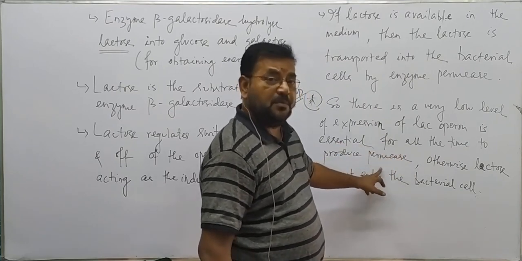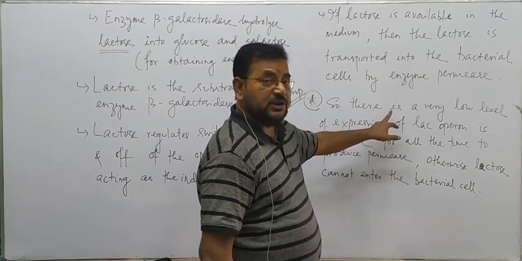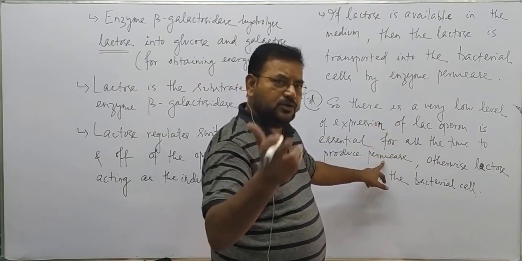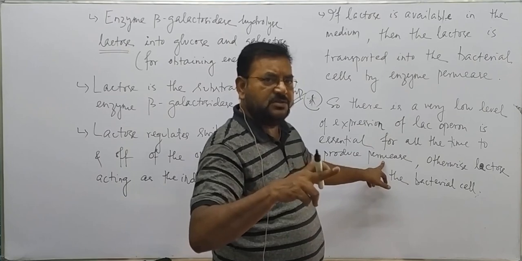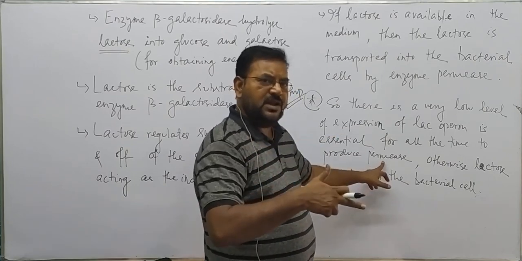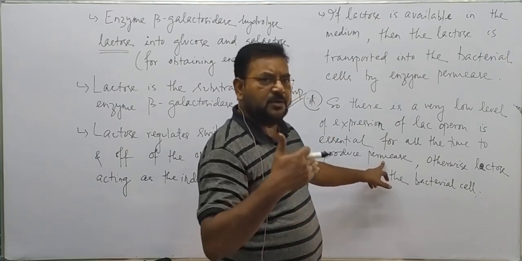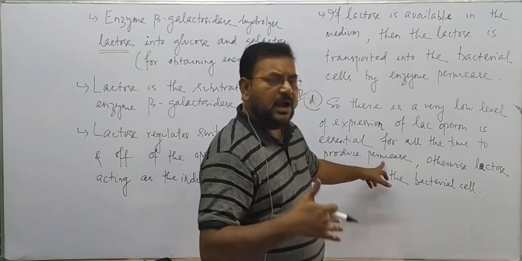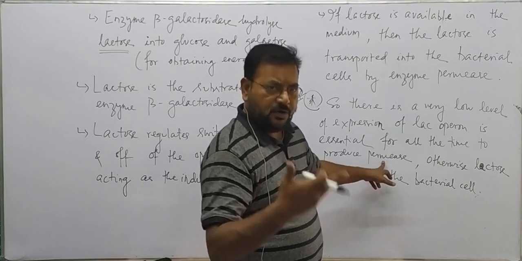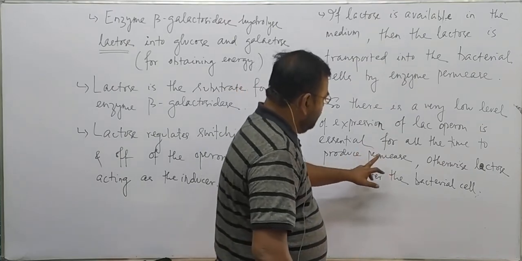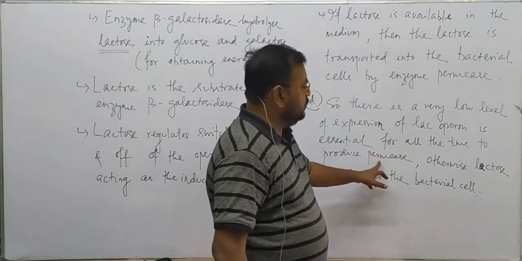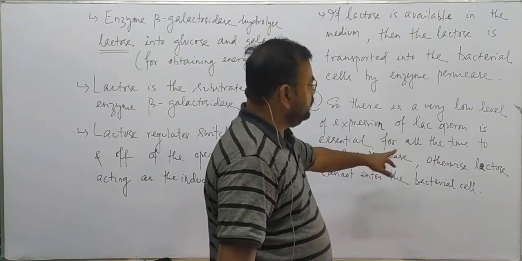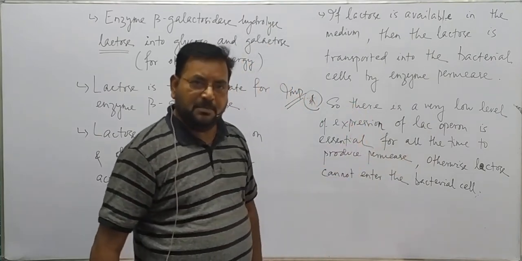Only for the production of permease, this low level of expression is required. Once permease is produced, the lactose comes in, because permease allows the lactose inside the cell. Once lactose enters the bacterial cell, lactose acts as an inducer and makes the operon switch on. Unless the permease is produced, the lactose cannot enter the bacterial cell.